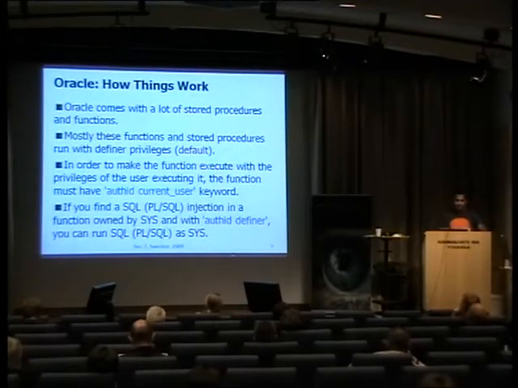So if you have to write a function or a stored procedure and make it not SUID, as an example, then you have to explicitly specify this keyword called authid current_user, and this will mean that the stored procedure or function will now run with the privileges of the invoker and not that of the definer.